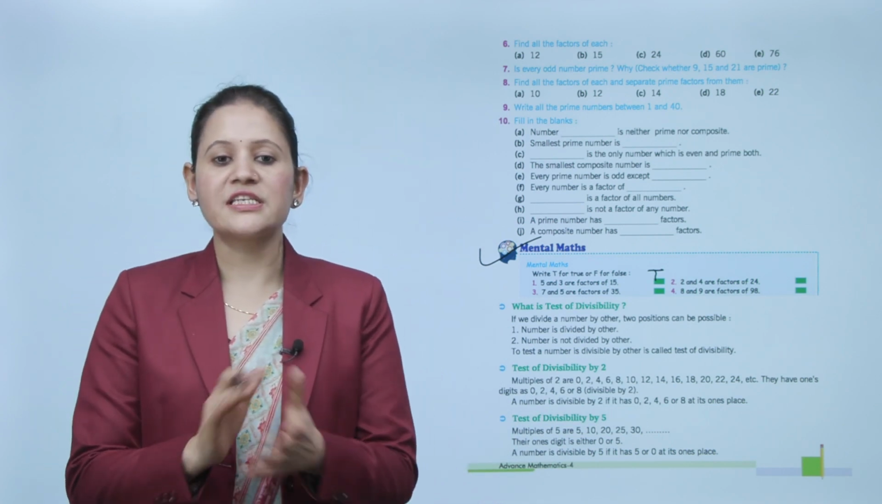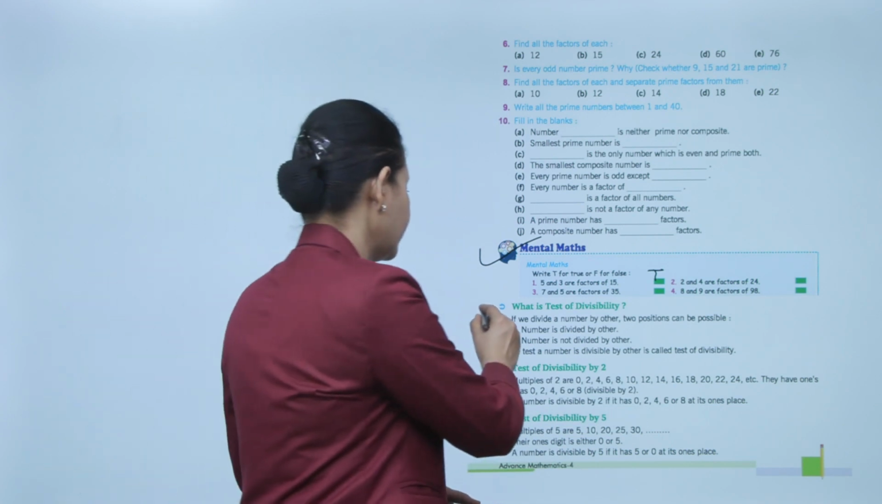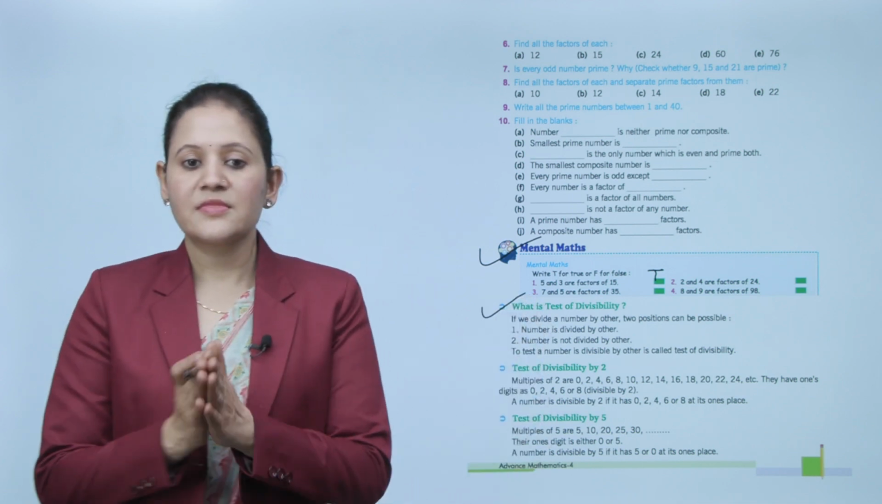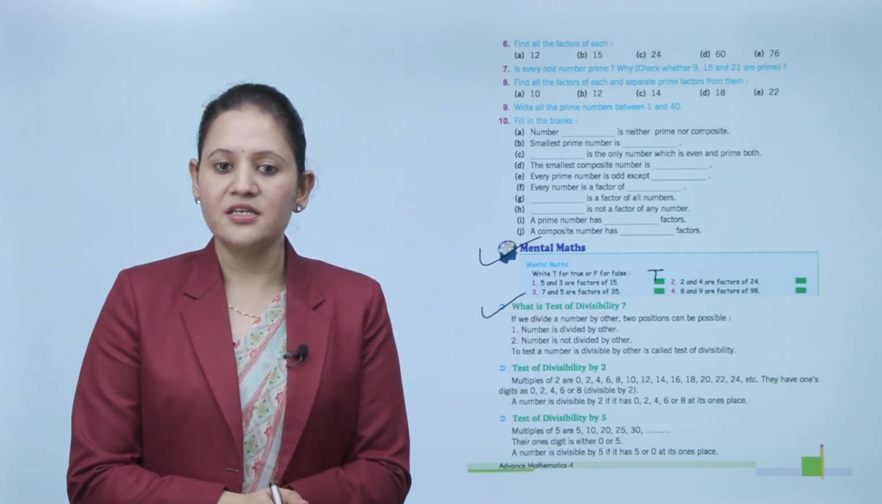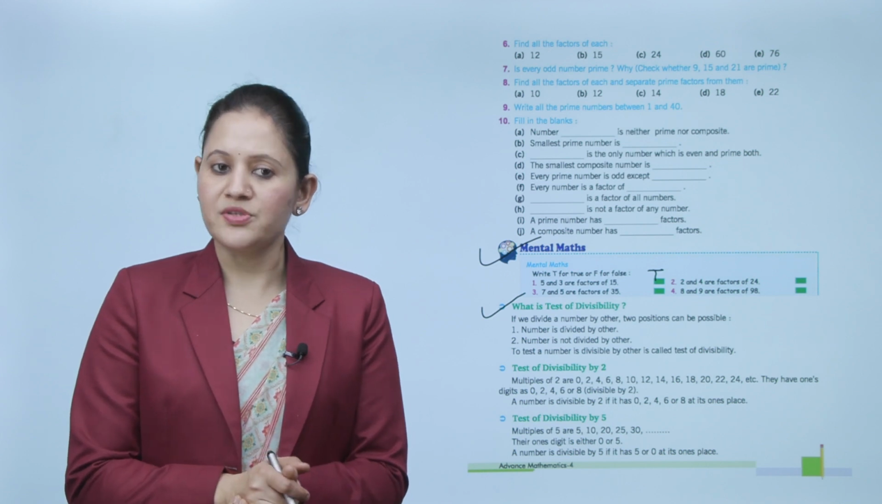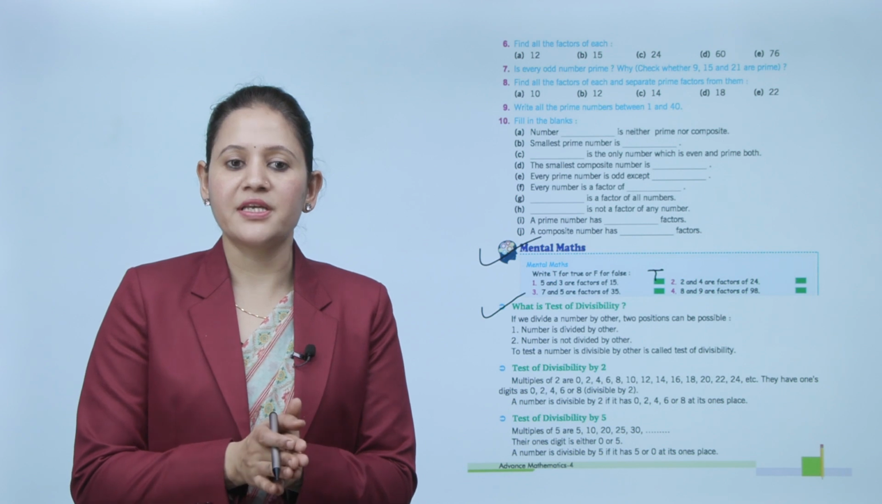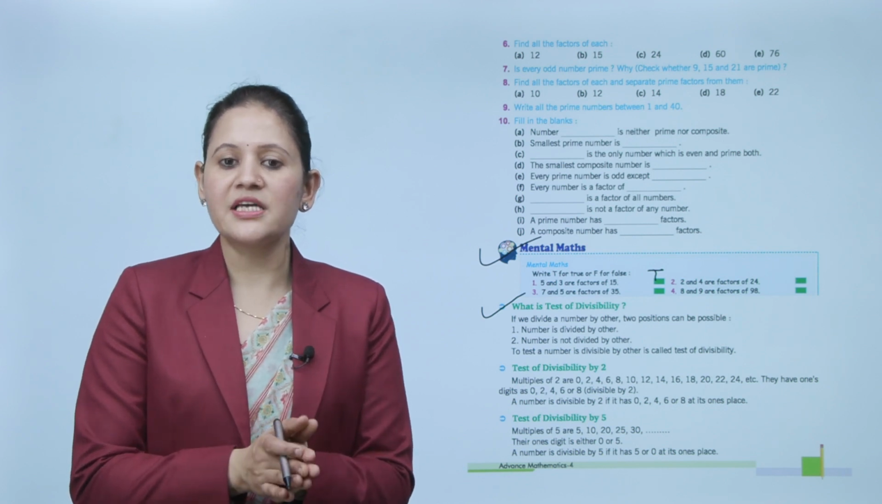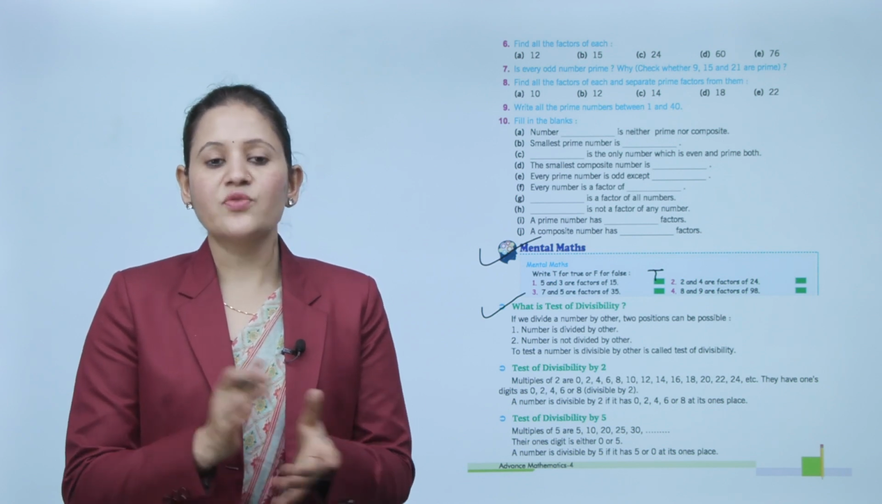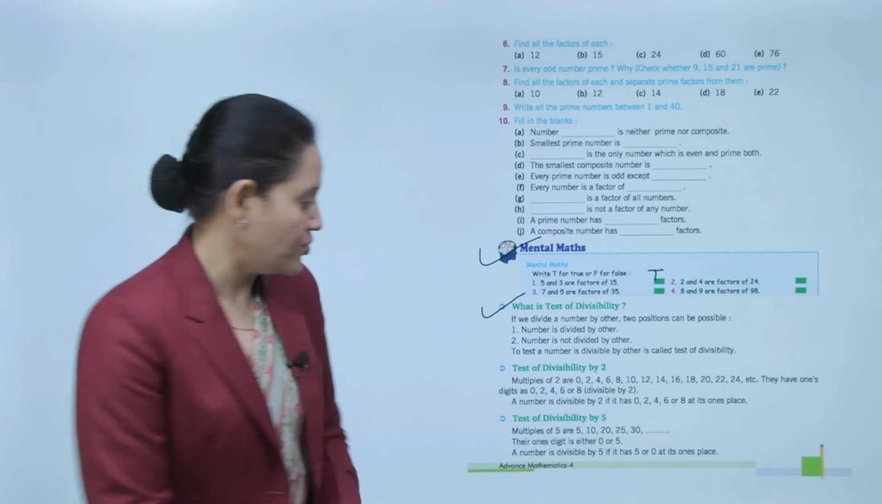Next, what is the test of divisibility? If we divide a number by another, two possibilities can occur. The number is divided by the other, or the number is not divided by the other. To test whether the number is divisible by the other is called the test of divisibility. So first is the test of divisibility by 2.